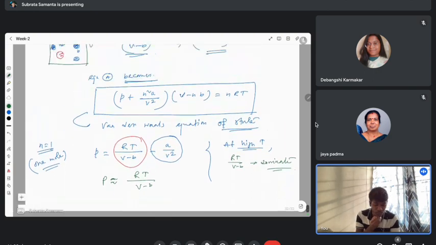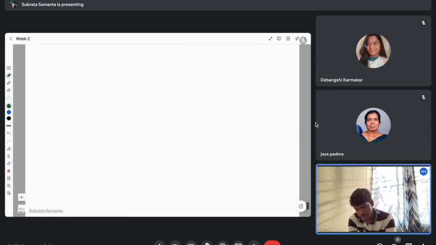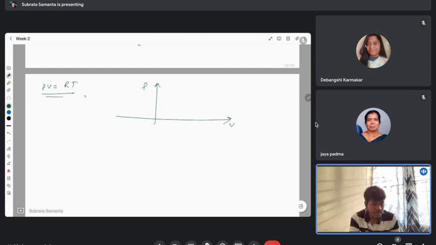So now at low temperatures, let's plot the isothermal curves. This is actually best described through the isothermal curves. First considering the ideal gas, PV is actually RT. So if we plot this P versus V at constant temperature, we plot the isothermal curve, meaning constant temperatures. At constant temperature, this curve looks like this kind of thing, right? So it's for ideal gas.